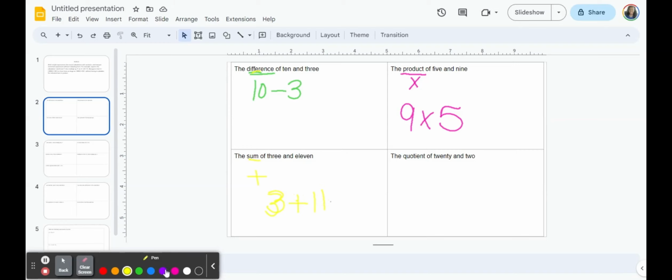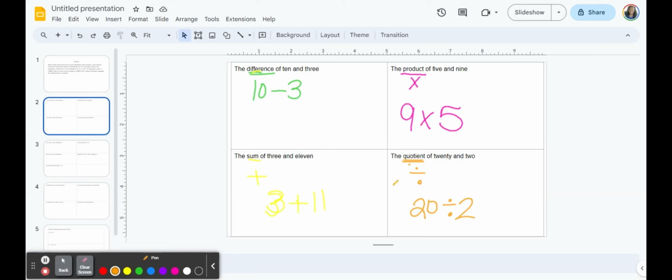Then we had the last problem, the quotient of 20 and 2. From elementary school, maybe first or second grade, they associated the word quotient with division. So in this situation, we're going to say 20 divided by 2. Hopefully we all got the same answer. If we didn't, just pause and we could talk about what may have gone wrong.